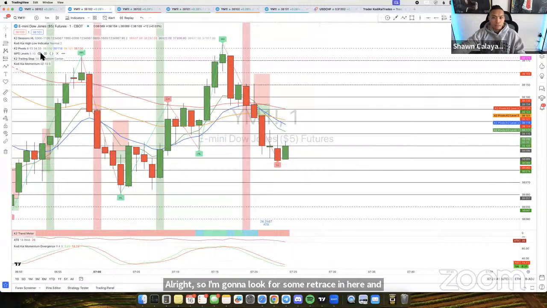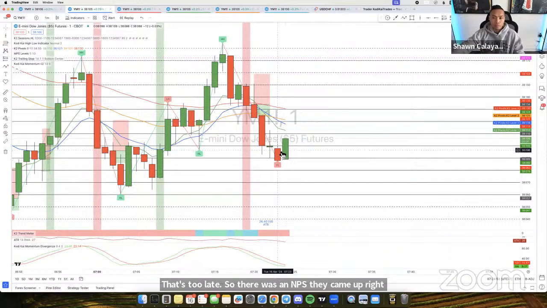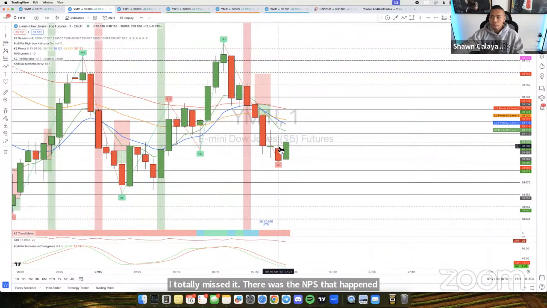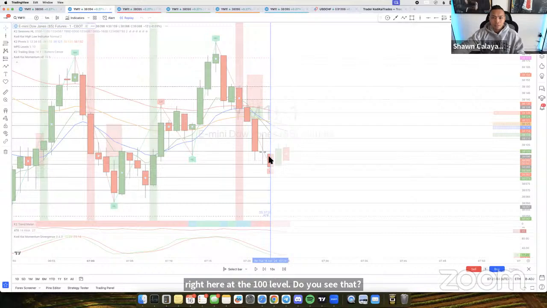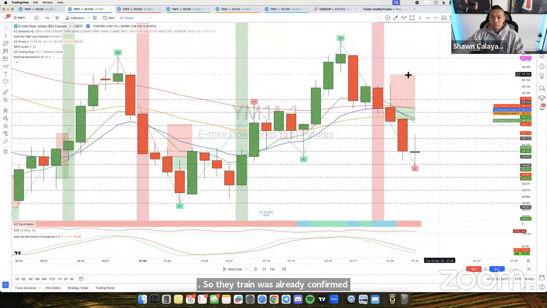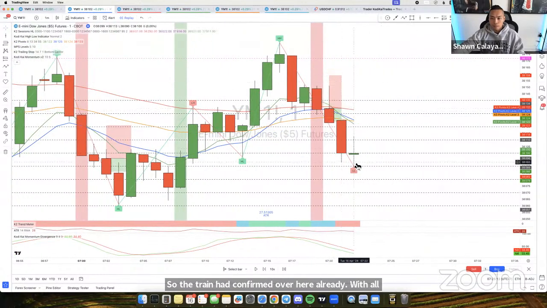Or it looks like we might have a... Oh, it's too late. So there was an NPS that came up right here, guys. There are so many entries that have been coming up today. I totally missed it. There was an NPS that happened right here at the 100 level. Did you see that, Nick? I think you missed it too, right? It happened right here. So the trend was already confirmed, with all the pivots under the red.